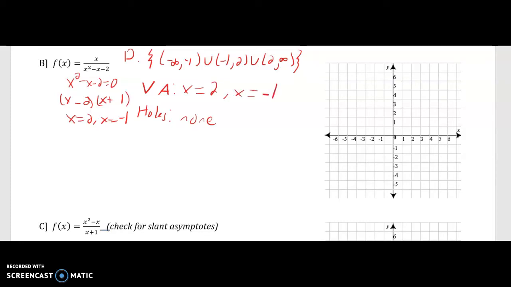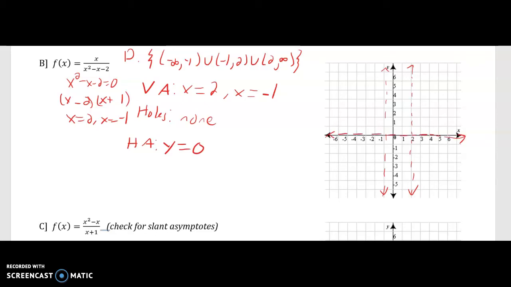So I can come over to my graph. You can graph everything at the end, or you can graph it all at once. There's 2. And then there's negative 1. Then you've got to find your horizontal. So the power on the top is smaller than the power on the bottom. Y equals 0 all the time.